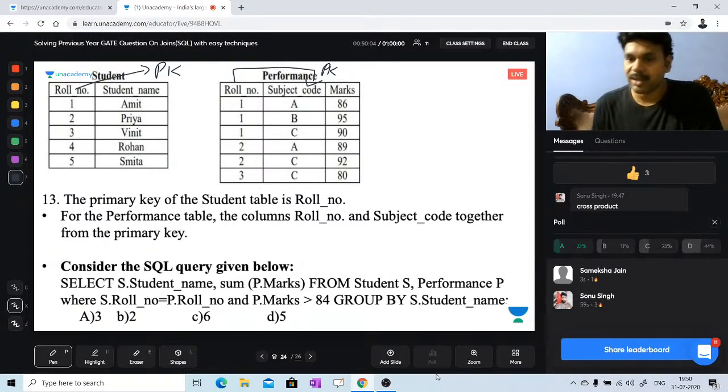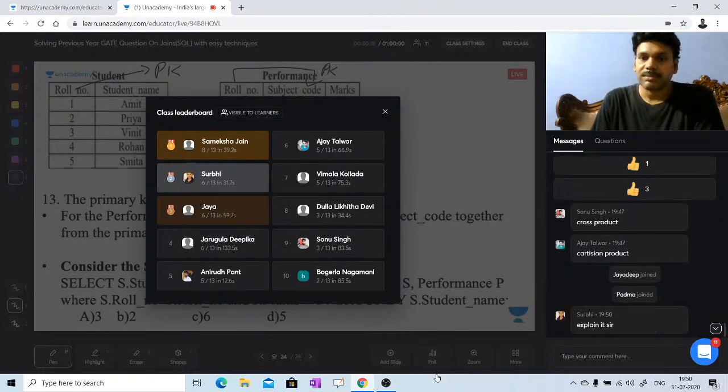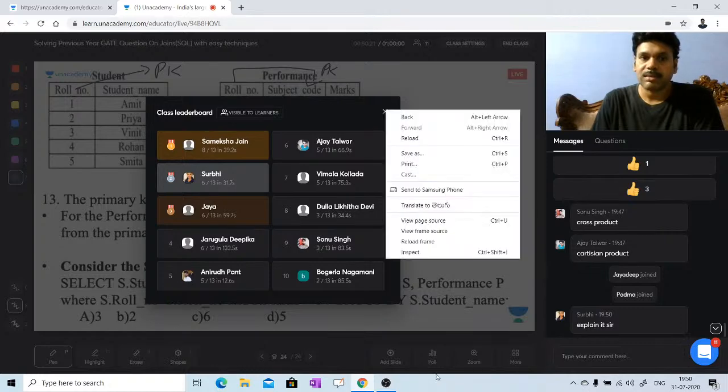Very nice. Excellent. Sonu Singh also joined with us. This is your result, okay, friends. Now tell me any doubt there. Explain, please see.